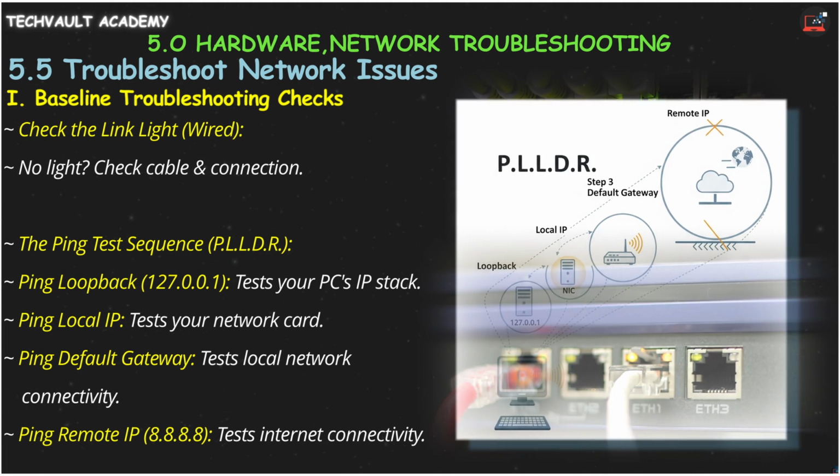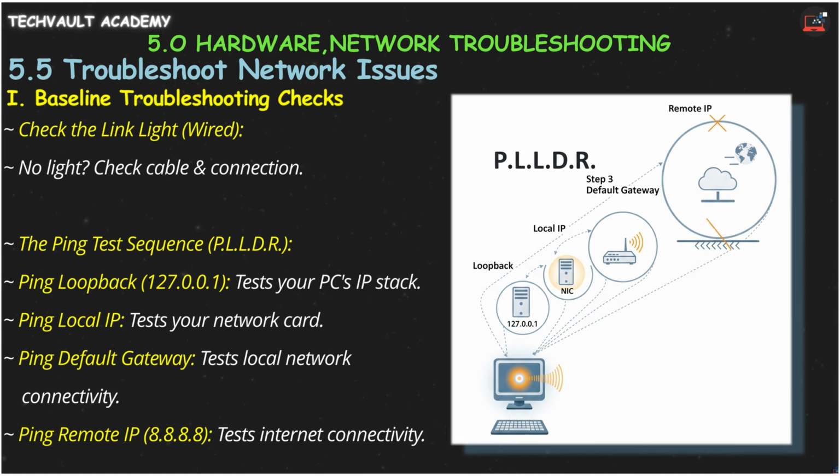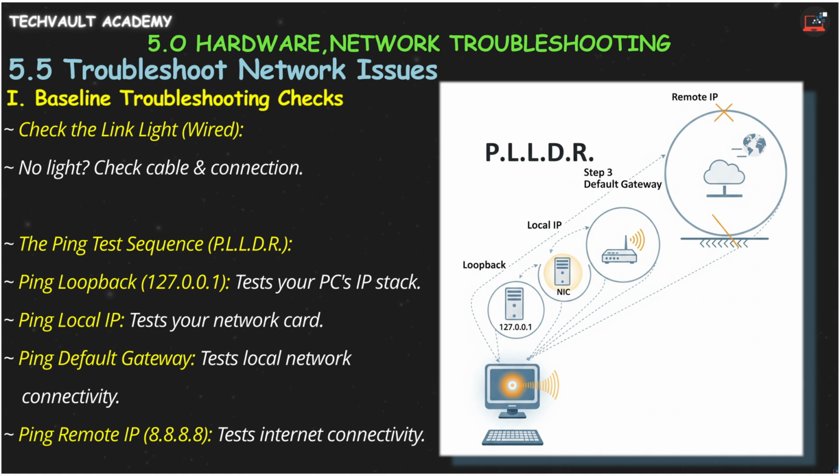Remember the mnemonic P.L.L.D.R. First, ping the loopback address 127.0.0.1 to check your own computer's network software. Then, ping your local IP to check your network card. Next, ping your default gateway to check your local network connectivity. Finally, ping a remote IP like 8.8.8.8 to check your internet connection. Wherever the ping fails is where your problem likely is.